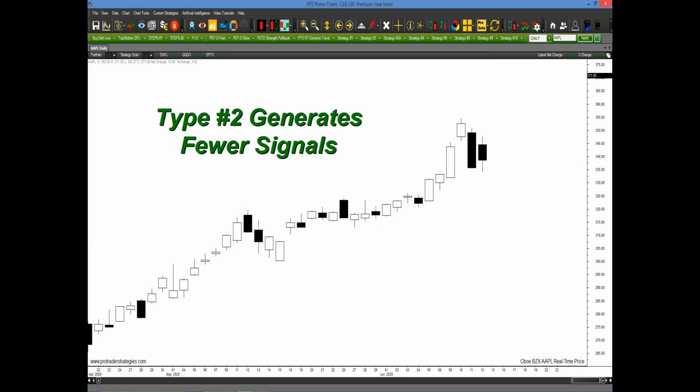Now, type number 2 generates fewer signals. For example, where we had all of those buy signals with type number 1, type number 2, looking at the exact same chart, would have only generated 1 buy signal right here. And you notice this type is at the bottom of a short and shallow little sell-off. So some traders will say, this is perfect for me. I only like to trade once or twice a month, and I like to buy at the lower levels. Whereas type 1 traders would say, no, that's too boring.